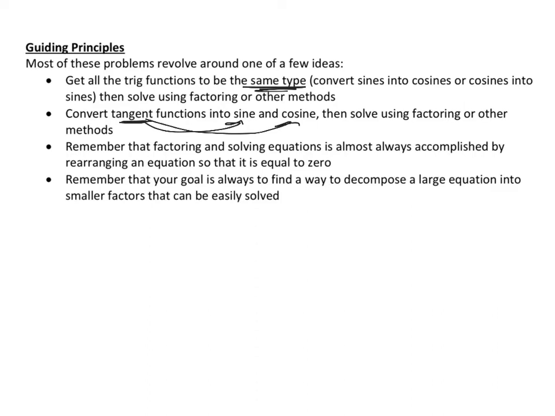And then these last two things are really less about solving trig equations and more about solving equations in general. So I just want to remind you, remember that factoring and solving equations is almost always accomplished by rearranging the equation so that it's equal to 0. In fact, I'm not even sure that I want to have the word almost here. Feels to me like when you're solving equations, we get that thing equal to 0, and then we use factoring and we solve it. And then also remember that your goal is always to find a way to decompose your large equation into smaller factors that can easily be solved.